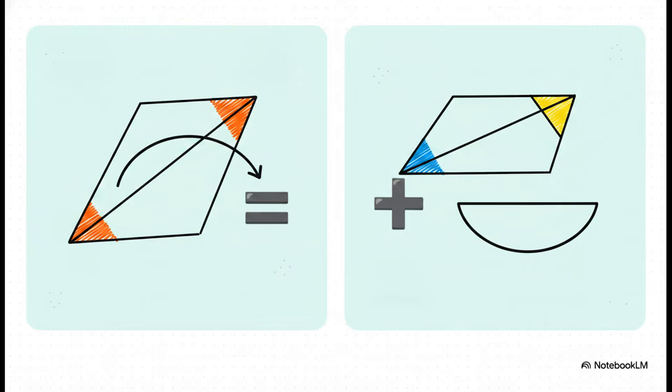Okay, pay close attention here because this is literally the number one trap students fall into. You absolutely must know the difference between opposite and consecutive angles. First up, opposite angles. Since they're across from each other, they're non-adjacent. Their rule? They are always equal.